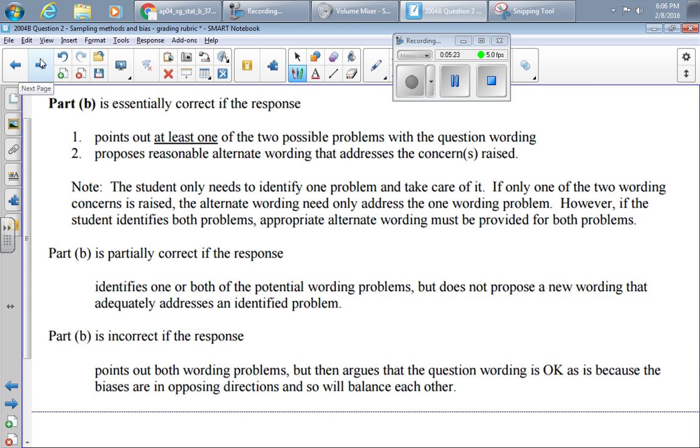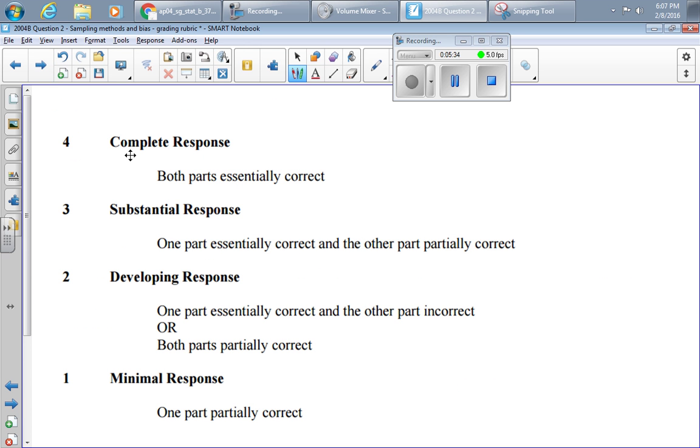Circle that. Now that you've given them an E, a P, or an I, and most long answer questions are graded on that same concept, essentially correct, partly correct, incorrect. They will get a complete response if they get 2 E's. If they get an E and a P, they get a 3. If they get a P and an I, or 2 P's, they get a 2. If they get a P and an I, they get a 1. And if they get 2 I's, they get a 0.